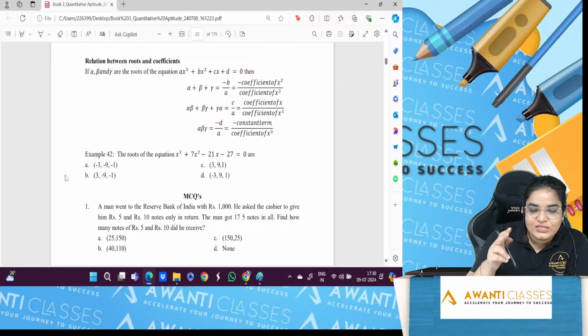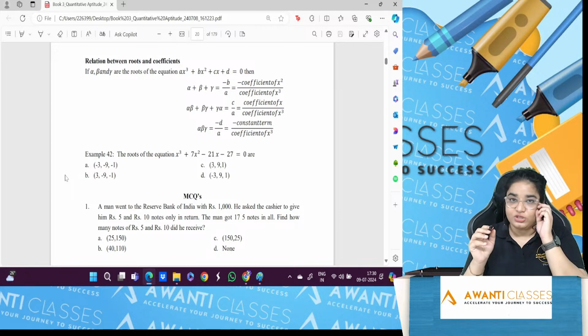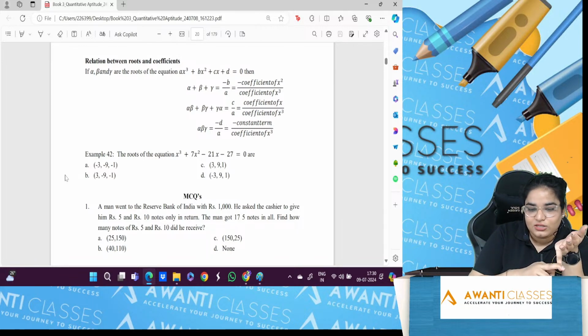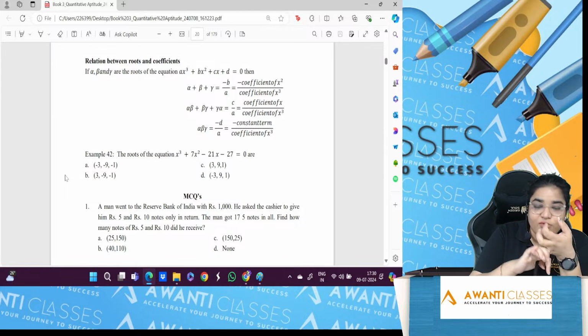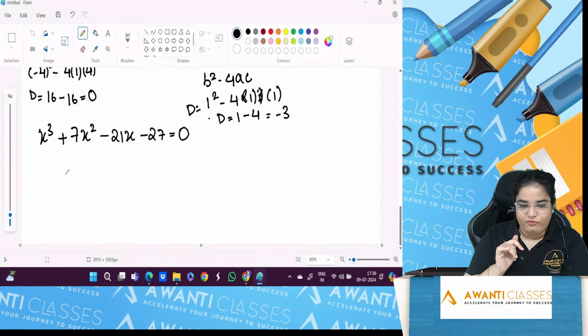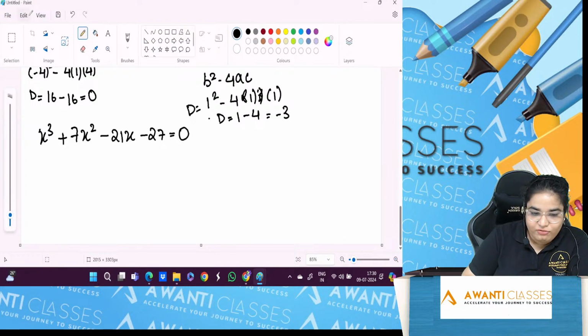What is the difference in A and B? -3 and +3. Let us try with +3. If it satisfies the equation, if the equation is equal to 0, then B is the right answer. If it does not satisfy the equation, we'll try minus 3 and we'll see. Okay. Let us try with positive 3.